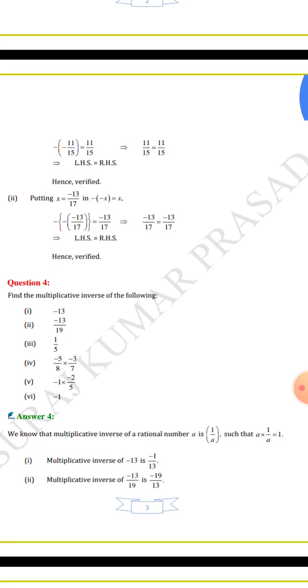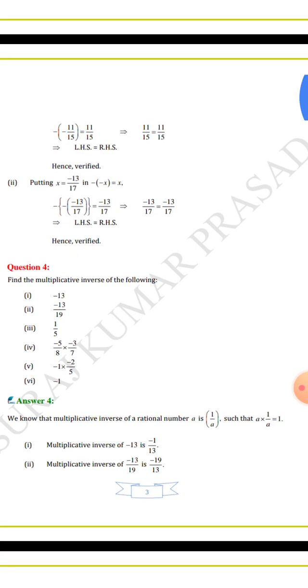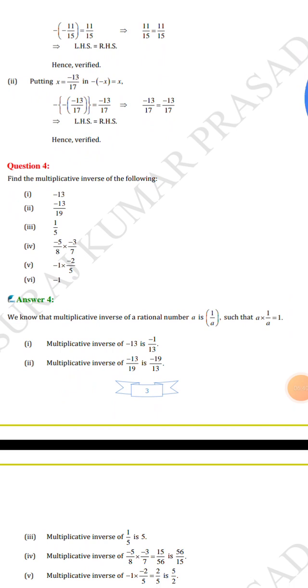And the second one, x equal to -13/17. Putting x equal to -13/17 in -(-x) = x. -(-(-13/17)) is equal to -13/17. In the RHS, -13/17 is equal to -13/17. LHS is equal to RHS. Hence, it is verified.